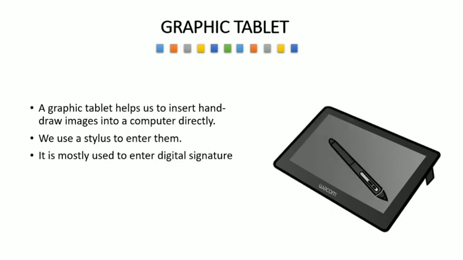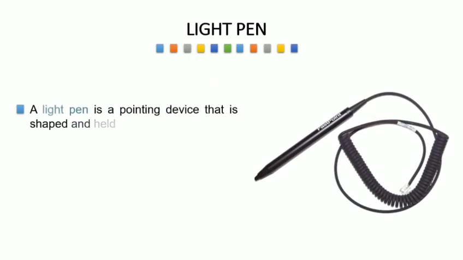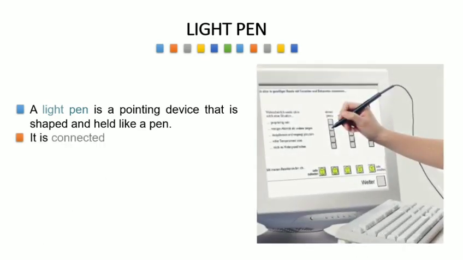Now let's learn about the light pen. A light pen is a pointing device that is shaped like and held like a pen. You can see here we have a picture of a light pen, and the shape is like a pen. It is connected to the visual display unit, VDU. VDU means our monitor.